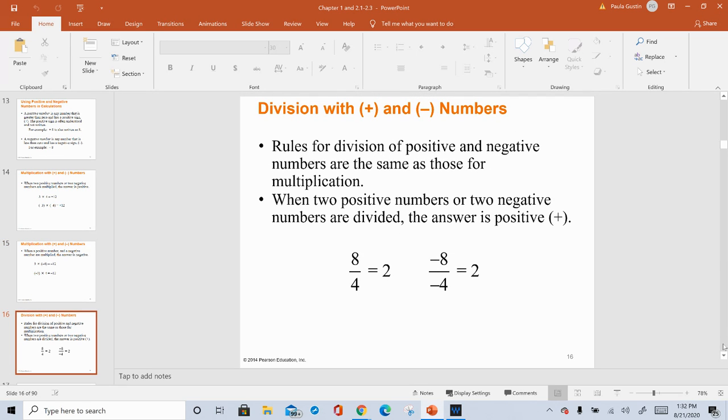Same rules for division. 8 divided by 4 is 2. Negative 8 divided by negative 4 is also 2.